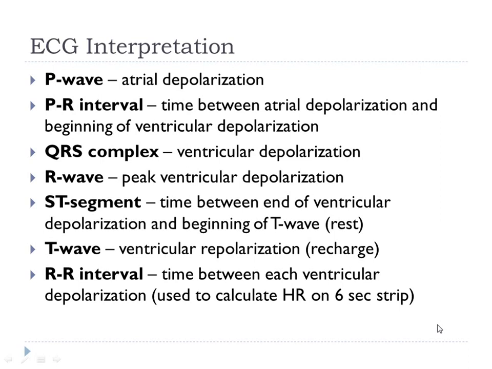And I just said the T wave is ventricular repolarization. And the R to R interval is the time between each ventricular depolarization, between each heartbeat, right? So the R to R interval, you're counting the spaces between the R to R's, and that tells you what the rate of the rhythm is, right? And I'll show you how to calculate that. Try not to get ahead of myself.